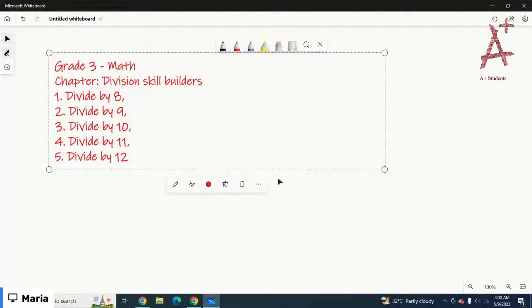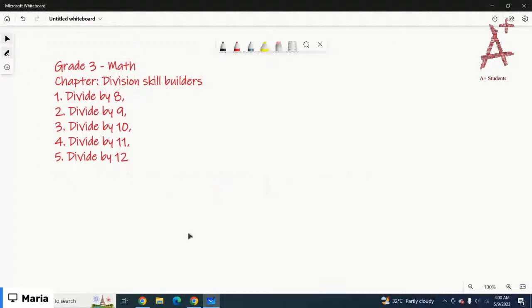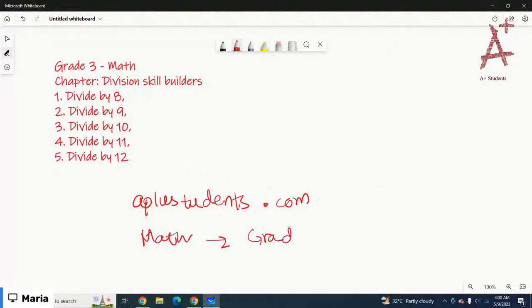We are here for grade 3 maths. You can find all the lessons on eplusstudents.com. You have to log in there using your email address and the password provided by the administrator. Then select math from the subject tab, scroll down to grade 3 maths, and click on view all lessons. There you can find a list of the chapters.